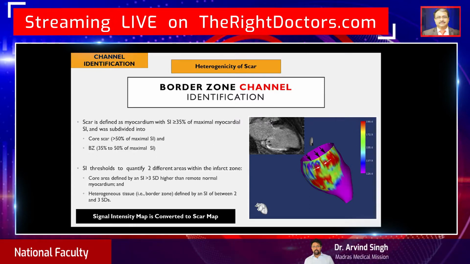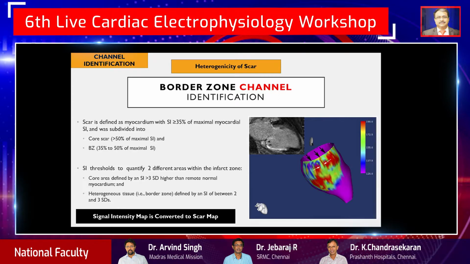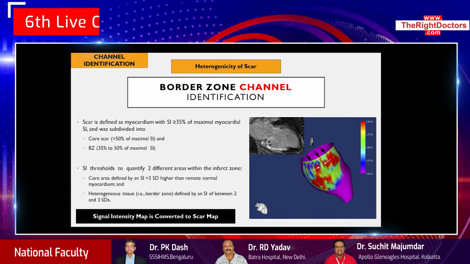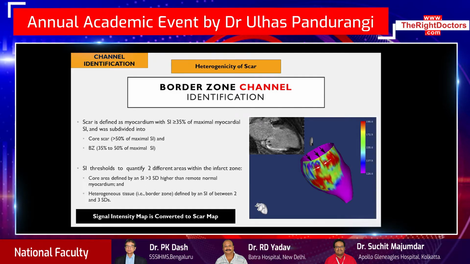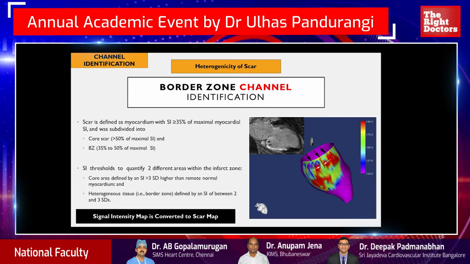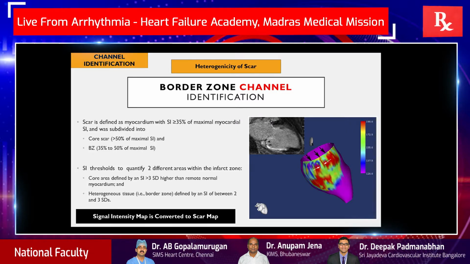The signal intensity threshold can also be set with another method using standard deviation. 3 standard deviations high is a scar, less than 2 standard deviations is normal, and 2 to 3 is border zone. So you can use either. But most of the data which is there is with the core scar, more than 50% of the signal intensity, and 35 to 50% is border zone. And this is how you see it in the map.